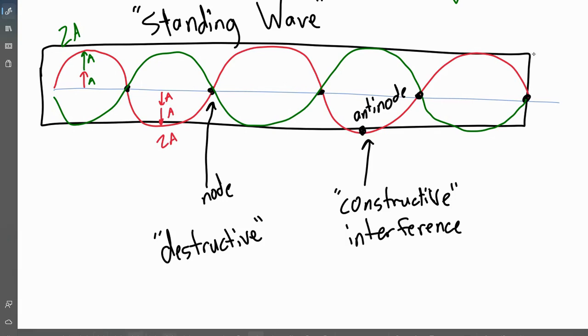But then the node, I'll do this in red and green again, sorry. We have this amplitude of A, whereas the red might have an amplitude of negative A. So that ends up giving us this spot where those electric field vectors just cancel out. They just cancel out, and that's what a node is called. Okay.